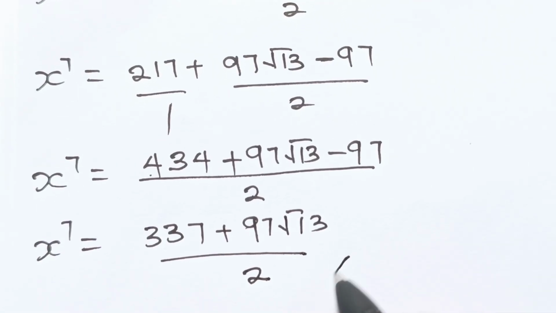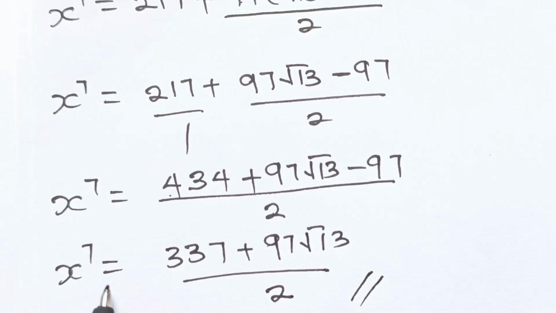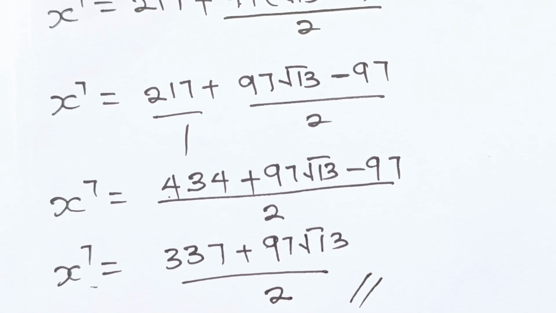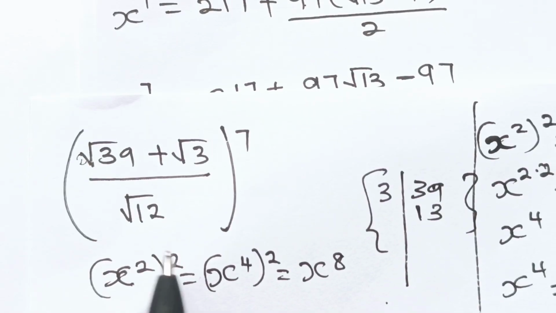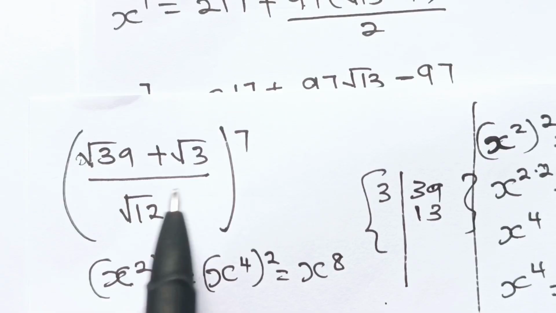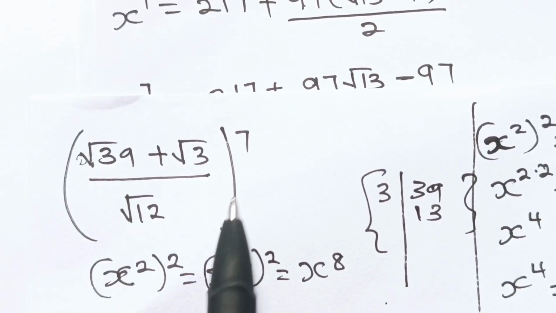So this is the final answer, because remember that our x is, this is the question. So this is the question, this to the power of 7, and we said let this be x. So it means that x to the power of 7 will give us this.